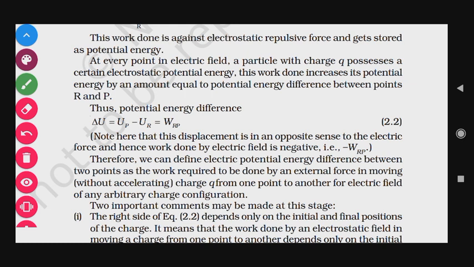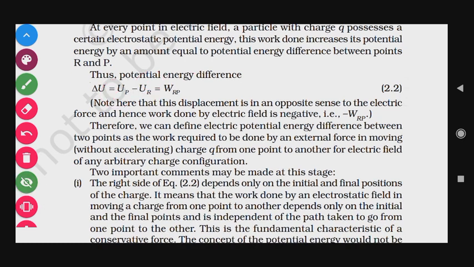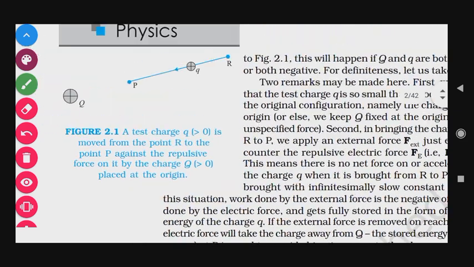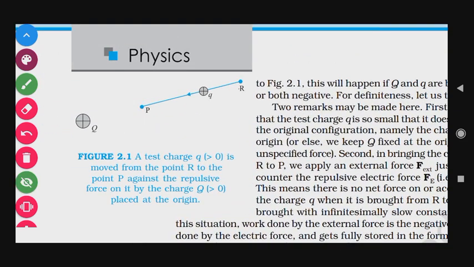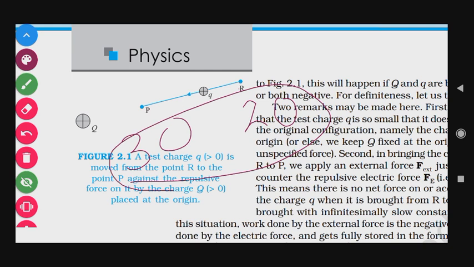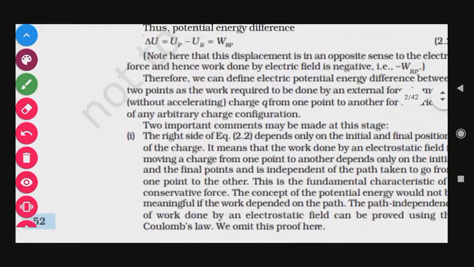Then the potential energy difference will be up minus ur. To understand this, suppose this point has potential 20, and suppose this one has potential energy 30. So what is the potential difference between the 2 points? Just subtract them: 10 is the potential difference between the 2 points. That is, the work done in moving the charge is 10 joule, whatever unit you can say. So now you understand.